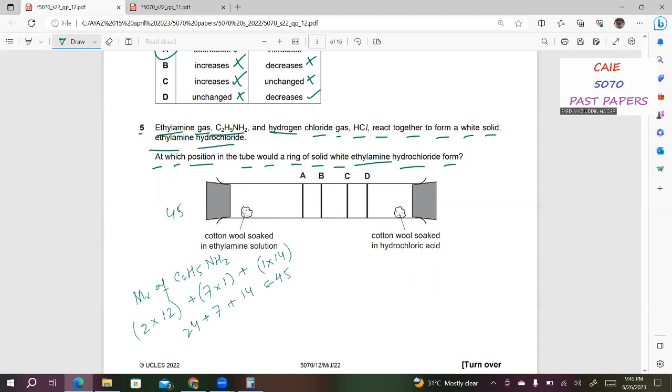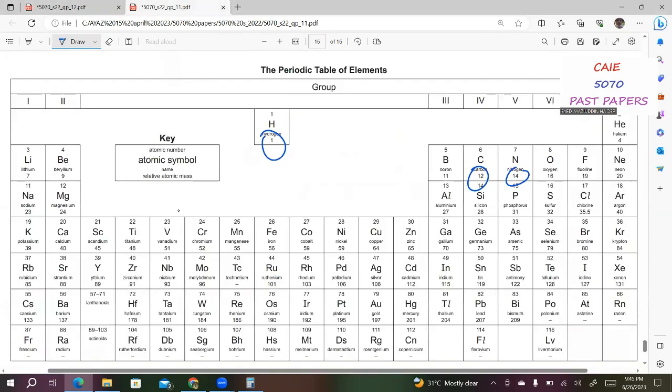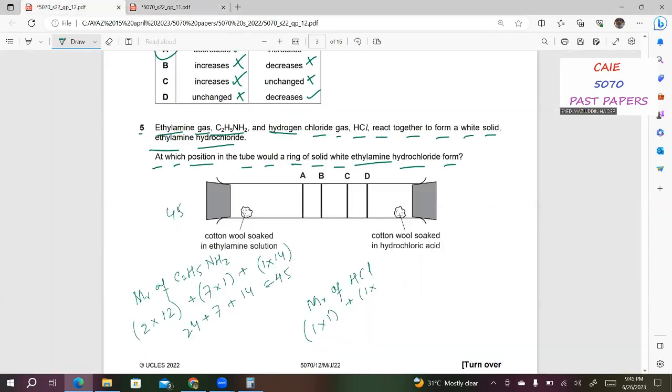What about HCl? Mr of HCl. We have 1 hydrogen atom. Ar of hydrogen is 1. So 1 multiplied by 1 plus we have 1 chlorine atom. Ar of chlorine is 35.5. So here the final Mr will be 36.5. So I am writing 36.5. So definitely HCl will travel faster as compared to ethylamine. So A must be the final answer in this case.